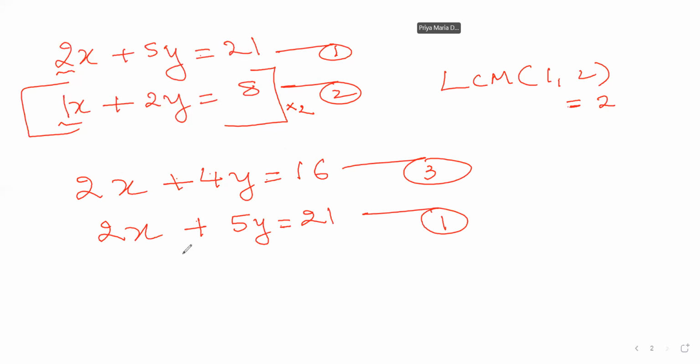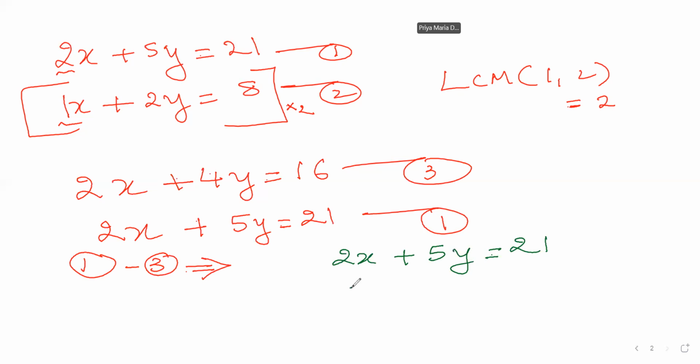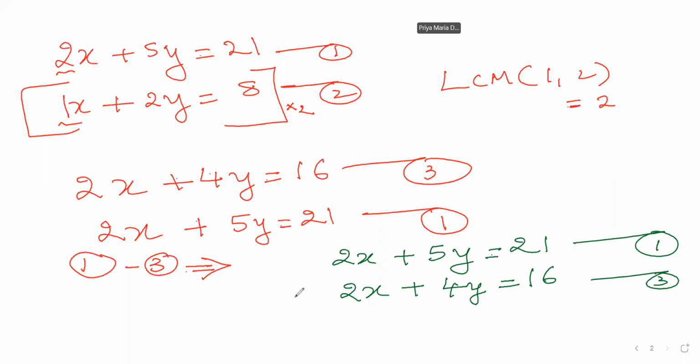Now what I can do, equation 1 seems to have bigger coefficients, isn't it? So I can do equation 1 minus equation 3. Let's see what happens. What is equation 1? 2x plus 5y is equal to 21. And equation 3 is 2x plus 4y is equal to 16. So you just have to do subtraction, isn't it? This is equation 1. This is equation 3. When you subtract, of course, the signs will change. Your minus becomes plus and plus becomes minus down here.